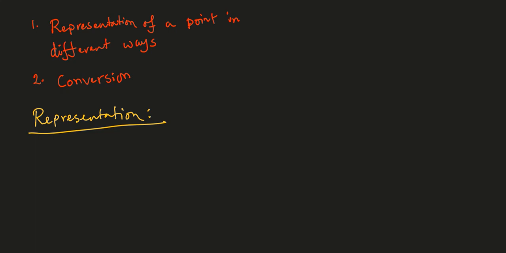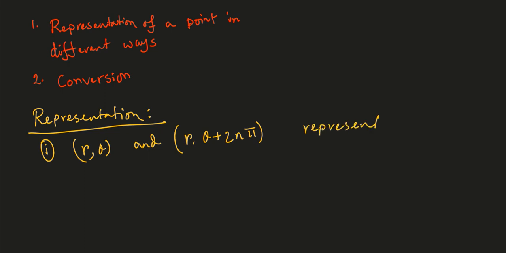Let's say we have this first rule. The ordered pair (r, theta), and another ordered pair (r, theta plus 2n pi), these two ordered pairs represent the same point in the polar coordinate.